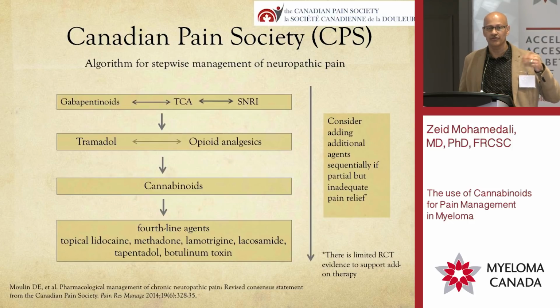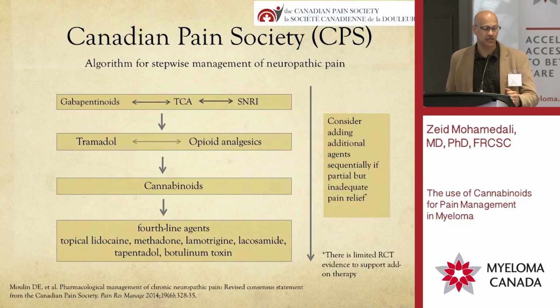Having gone through that, you do need to escalate things sometimes. And the Canadian Pain Society has a treatment algorithm, which in the last iteration has included cannabinoids. So this is a real breakthrough, a real move forward, I think, in terms of our society and how we think about the use of cannabis in the treatment algorithms for pain.